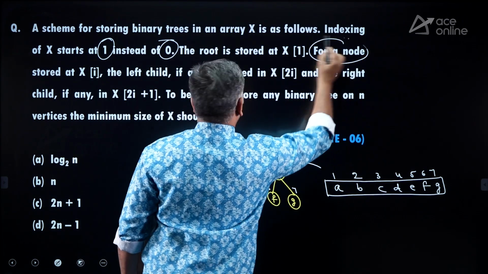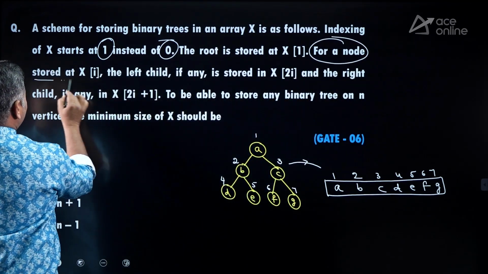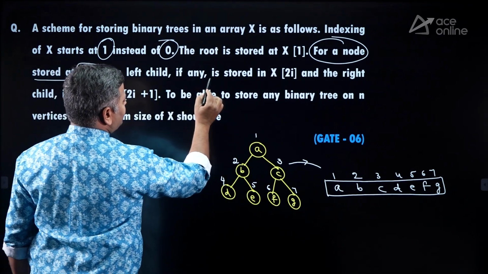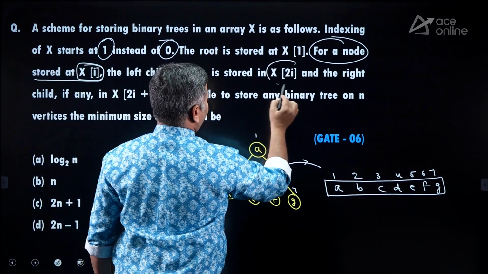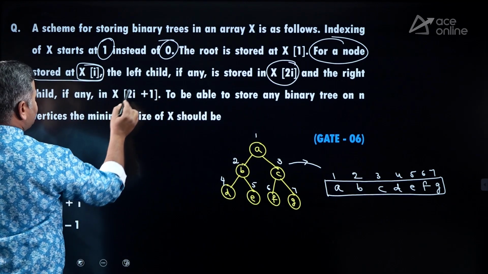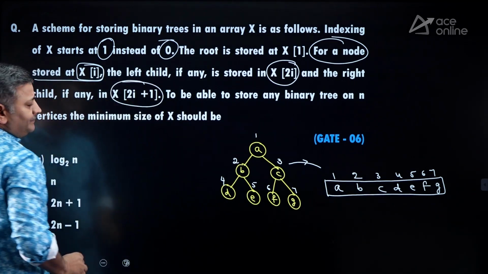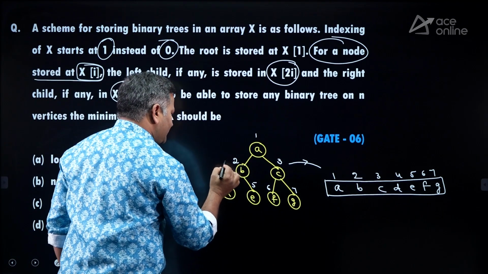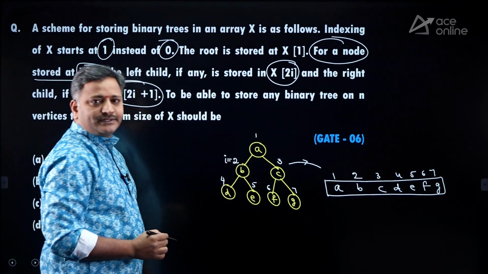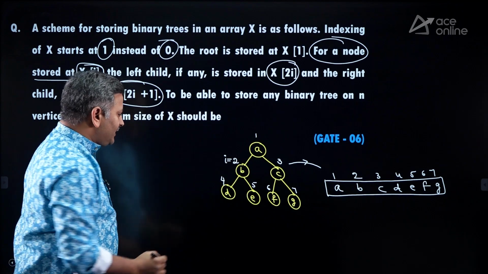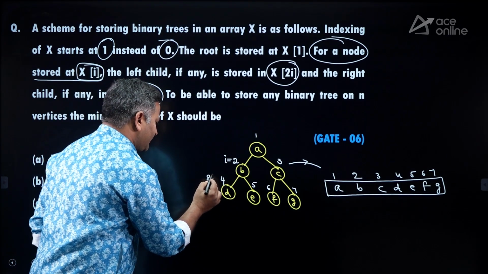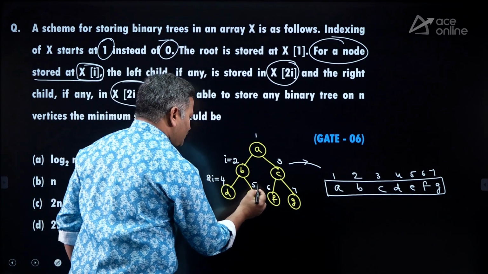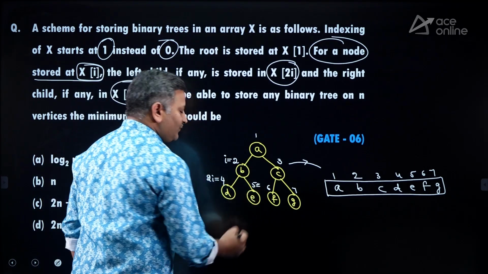For a node which is stored at index x[i], the left child, if anyone is existing, it is stored at x[2i], and right child, if anyone is existing, it is stored at x[2i plus 1]. Clear? What does it mean? For example, if I consider i equal to second index, what about its left child? Left child is equal to 2i. That's what they are saying. 2 into 2, that equals 4. What about right child? Right child is equal to 2i plus 1.